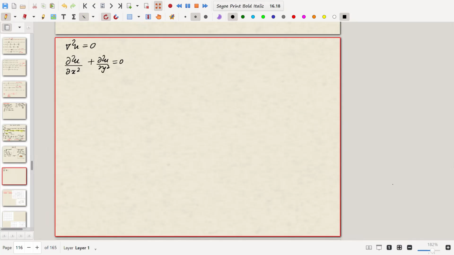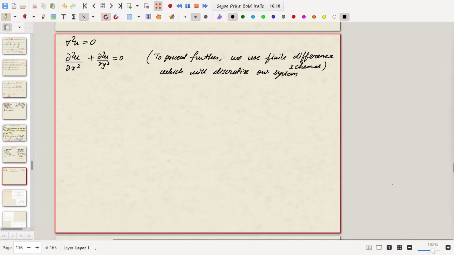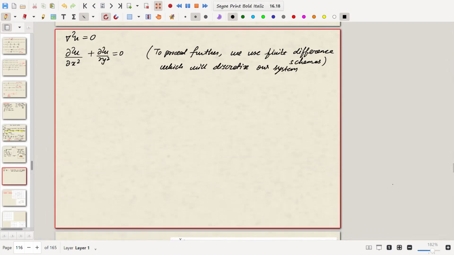So here, basically, you have to use finite difference schemes. To proceed further, we use finite difference schemes, which will discretize our system. That should be the first step. First you discretize, and then you apply the initial condition. How can you apply it without discretizing?